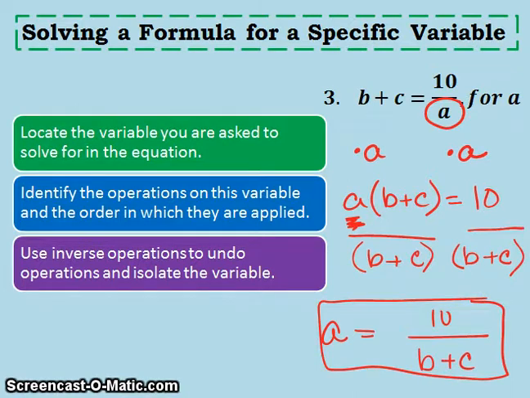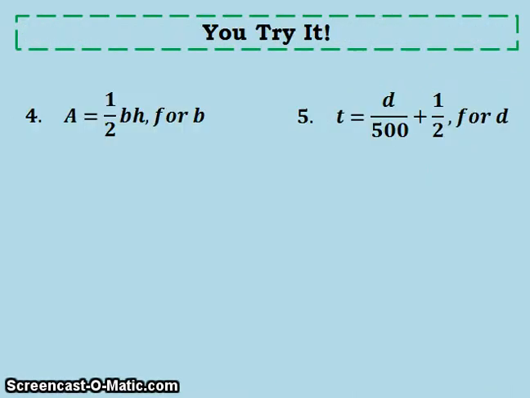Now the last thing that we're going to do in this video is called you try it. So I've given you two equations right here. The first one you're solving for b, and the second one you're solving for d. So you're going to finish these in your notebook tonight, and we'll go over them tomorrow.